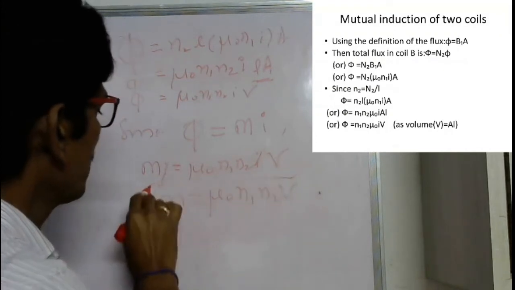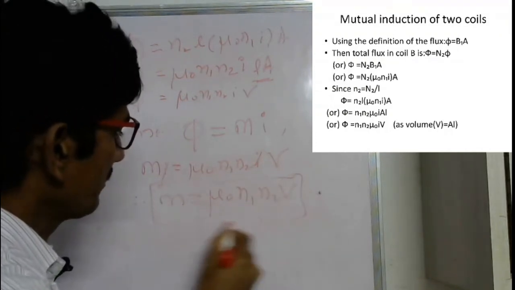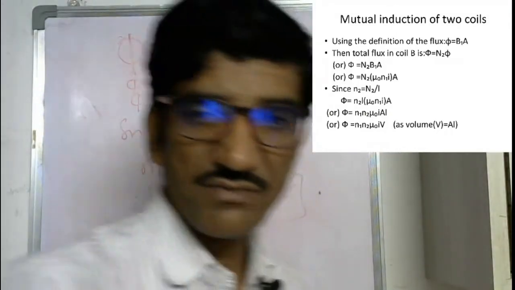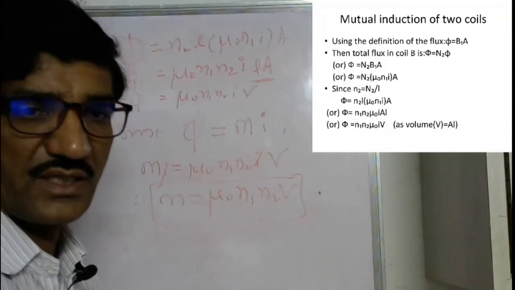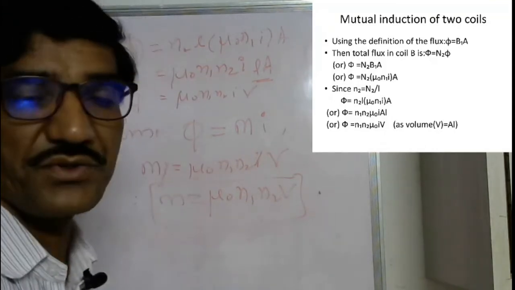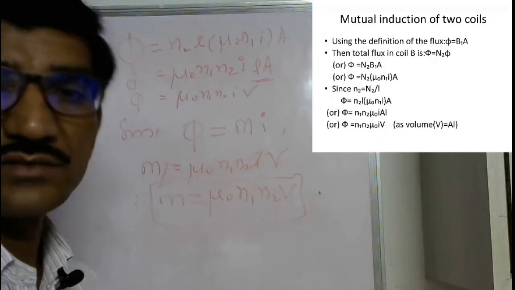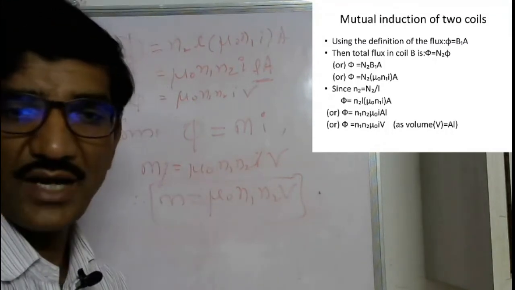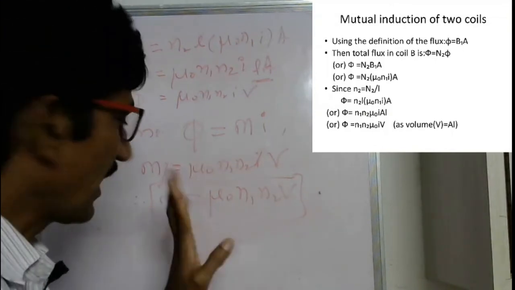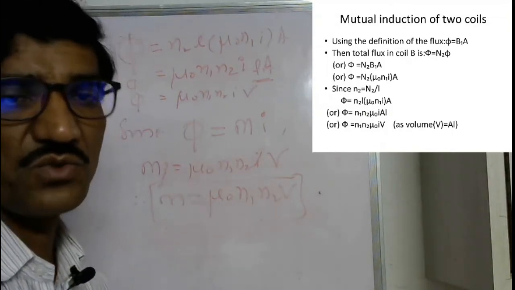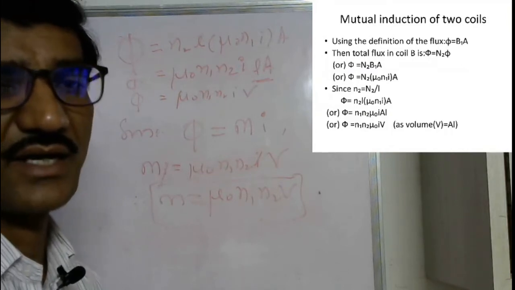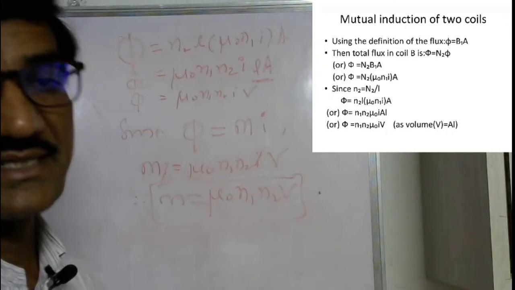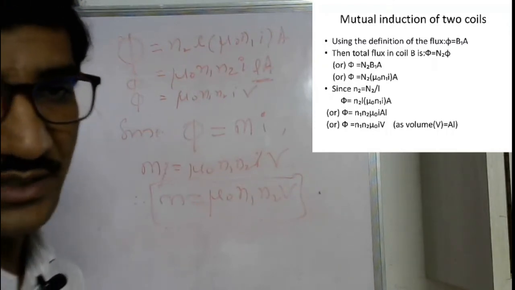So what is the expression for mutual induction? This expression gives you the magnitude of mutual induction between the two coils, 1 and 2, or A and B. Is it a function of I? No, there is no I. So mutual induction between two coils does not depend on the current flowing through either of the coils. It just depends upon the shape and size, as we already noted.